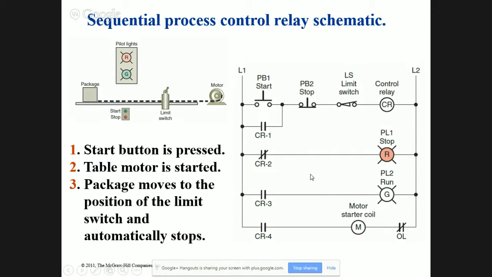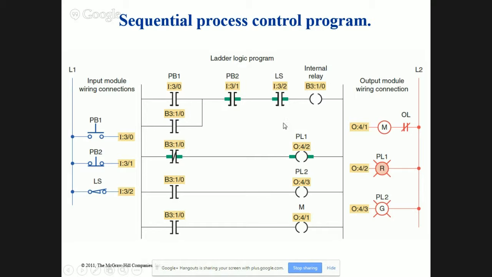All right. And so then we have a CR2 that is not on. We're going to fire the stop light. And if we have a CR3 on, we're going to fire the green light. And if we have a CR4 on, we're going to run the motor. Here we have the same deal. We're going to use an internal relay bit. We're going to latch it on. We're just using an internal relay bit.